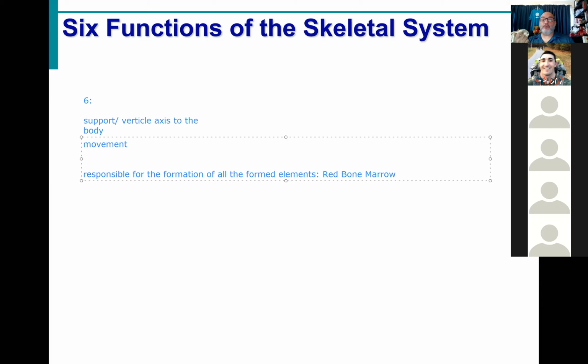It is the red bone marrow that is responsible for forming all of the cells of the blood, all of the formed elements of the blood.